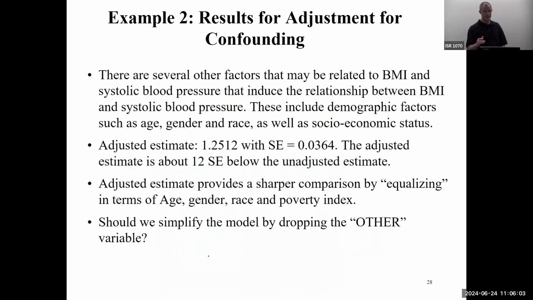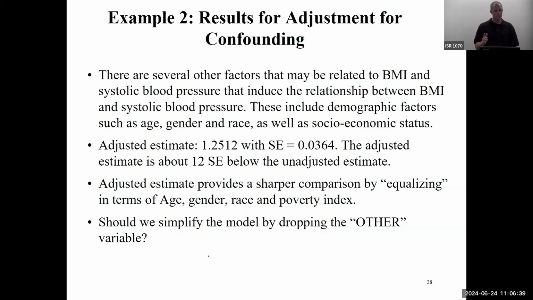Another key thing to note, and then we'll stop here. The adjusted estimate of the BMI systolic blood pressure relationship is 1.25, okay, with a similar standard error. But what's interesting to note is that the adjusted estimate is about 12 standard errors below the unadjusted estimate. Big difference. So when you adjust for all these other characteristics, that relationship is not nearly as strong as we initially thought it to be. So in this case, it's very important to adjust for the other covariates being considered in this model before we make inference about the relationship of BMI with this particular outcome.